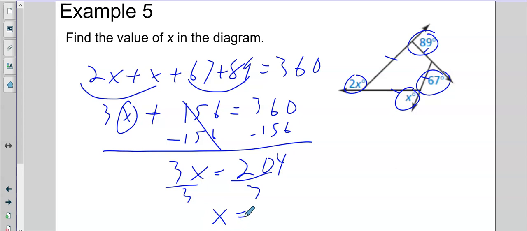So x equals 68 degrees. So this is 68 degrees, and just for the heck of it, 68 times 2 is 136. And if you wanted to check, you could add up all 4 of those numbers, and you will get 360 degrees.